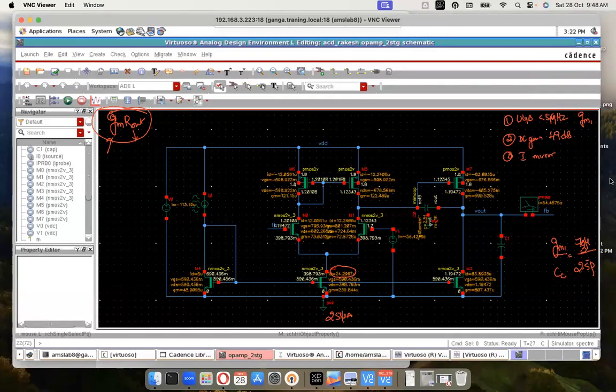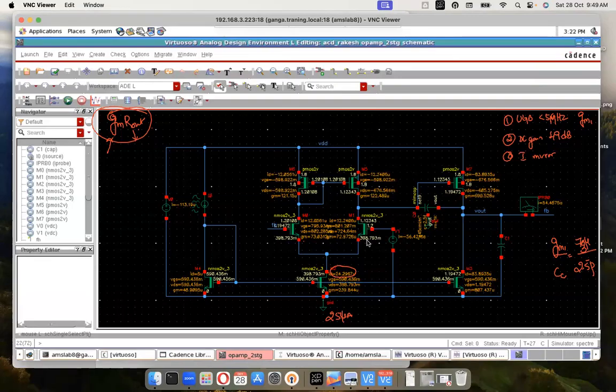Can we increase the current further? We can, but ideally we designed it for 25 microamps. We are reaching 24.2. That's reasonably good. We'll just keep it there. Now, what GM did we get? 73 approximately. Can we have a better one?